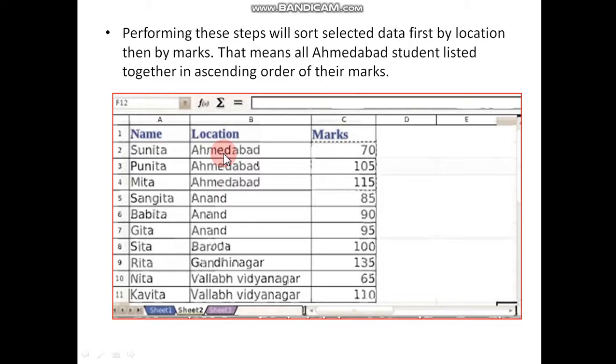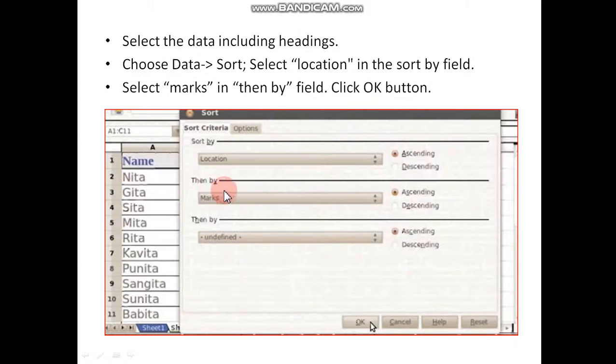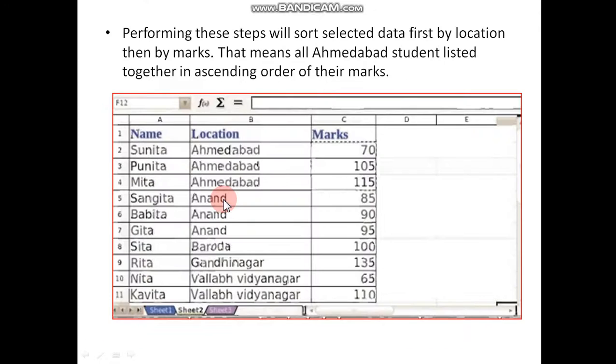So in our example, if the same location is available, suppose here 3 Ahmedabad cities are available for 3 names, then in our second sorting the lowest marks will appear on top. So first starting with location, then by marks. So among the 3 Ahmedabad entries the lowest marks will appear on top. That means all Ahmedabad students are listed together in ascending order of their marks.